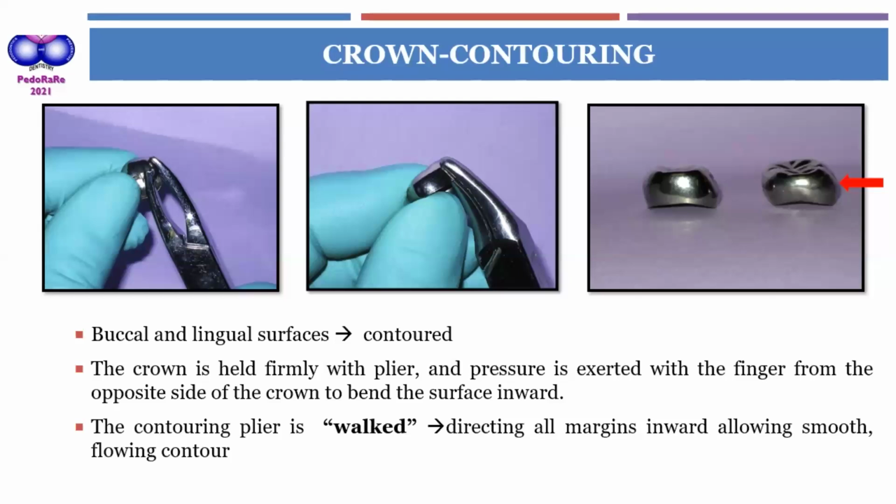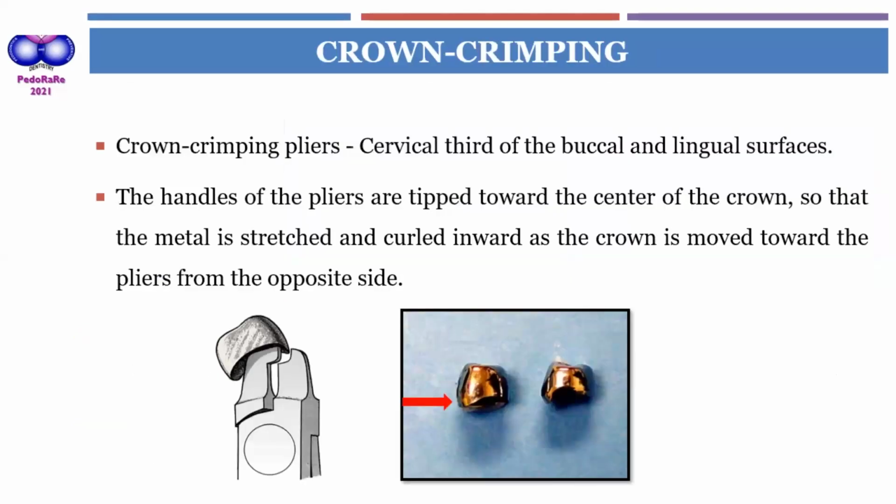So the contouring plier, if you ask me, is to walk through, directing all margins inward along the flowing contour. So you just hold it and bend inward so that the contour is maintained. Now what is crown crimping?